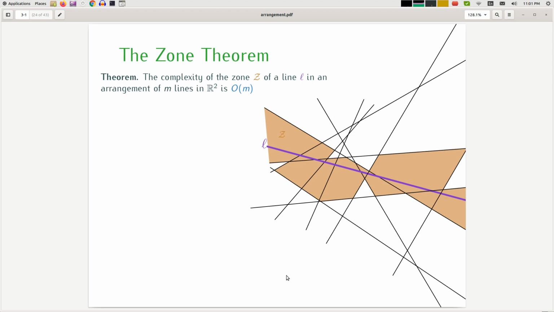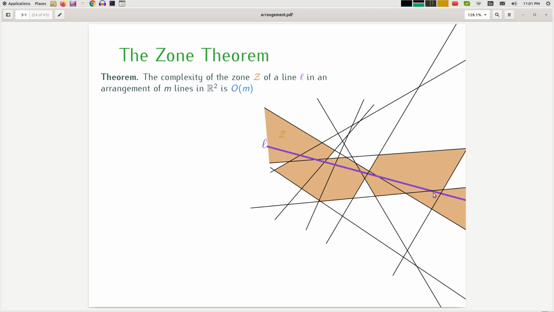Here I will introduce a zone theorem. So the setup is the following. We have a set of M lines in this picture. Then I have a line L that is just an arbitrary line. The zone of this line is the set of all the cells intersected by this line L. So this is all the cells intersected by line L, and in this picture these are highlighted.